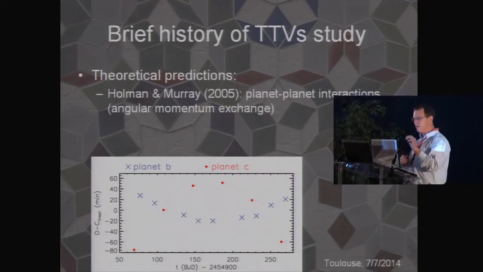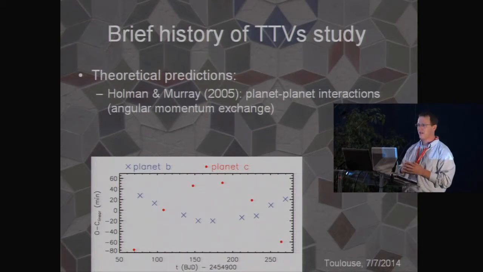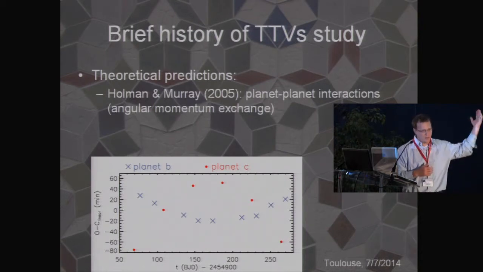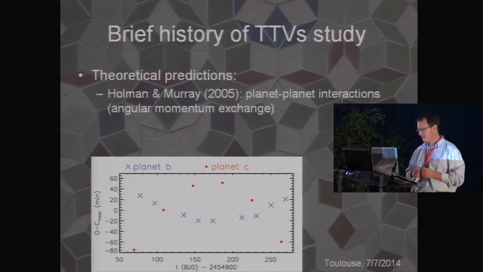TTVs were first theoretically predicted in two important works back in 2005. The first of them was by Holman and Murray, which predicted transit timing variation due to planet-planet interaction, meaning the exchange of angular momentum between planets. You can see how, as one planet accelerates, the other planet decelerates; the global angular momentum is preserved, but some of it is exchanged between the planets.